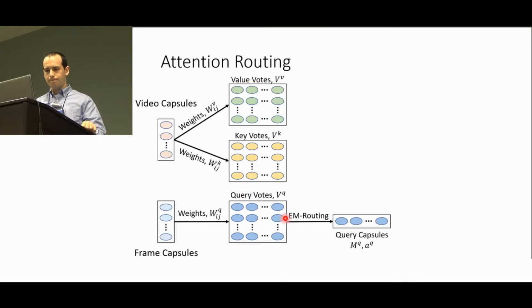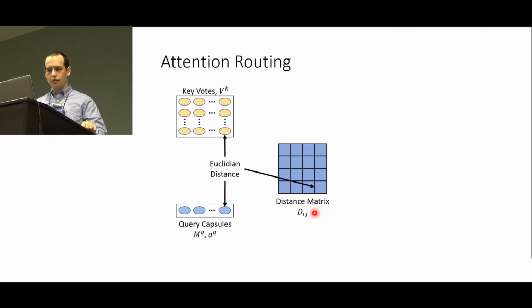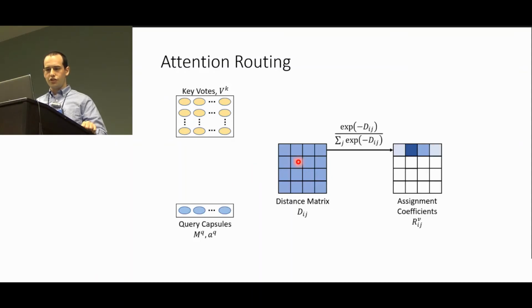First we get the query votes and pass them through the EM routing algorithm to get a set of query capsules. Then we try to find the similarity between these query capsules and the key votes. To do that, it's a simple Euclidean distance. We find the Euclidean distance between all the key votes and the query capsules to get our distance matrix. This distance matrix represents how similar the objects represented by these votes are to the objects represented by these capsules. A small distance would mean that they're very similar, whereas a large distance means that they're probably different objects. Each row of the distance matrix is then passed through a softmax, using the inverse of the distance.